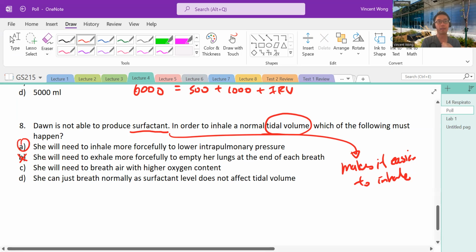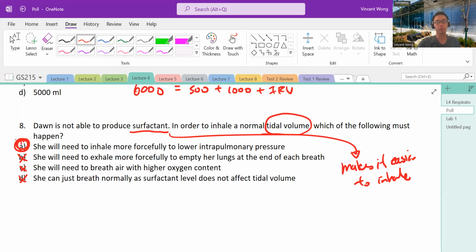So having more oxygen alone will not fix the problem. She needs to be able to get it into her lungs. She can just breathe normally as if she had surfactant? That's not true. Surfactant definitely affects your tidal volume for the reason I told you about. So the answer is A. She will need to inhale more forcefully to lower the intrapulmonary pressure so that she can bring in the air and force the lung to expand.